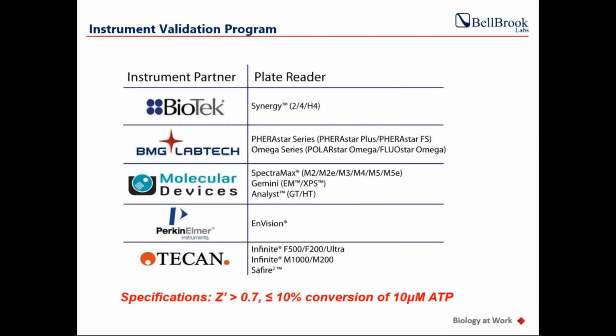And just one additional thing to add here in terms of the general information is that we've validated this assay, and we do the validation either here or sometimes the instrument vendor does it in their own labs. So it's validated for specific performance specifications, and those are a Z prime of greater than 0.7 at 10% conversion of 10 micromolar ATP to ADP. And we provide on our website the exact filters and instrument settings to use to get this optimal performance on all of the major multi-mode readers out there.